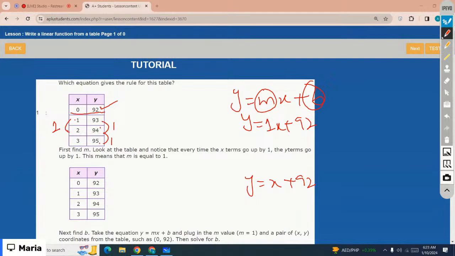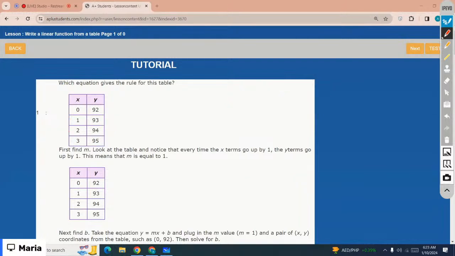And the y-intercept is the one where the x value is 0 and you have a y value, the point where the graph is touching the y-axis, right? So the equation is y equals x plus 92. Got it? Let's just start with the test questions.